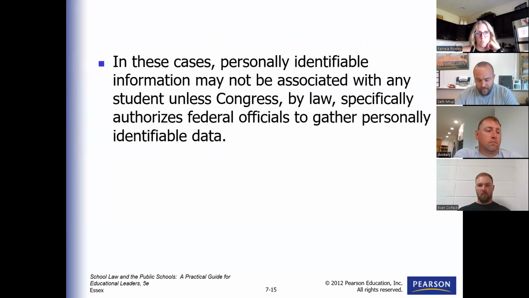where it says, in these cases, personally identifiable information may not be associated with any students unless Congress by law specifically authorizes federal officials to gather that personally identifiable data. So that means Congress actually has to pass a law specifically stating, okay, go get this information that can be personally identifiable to a student.